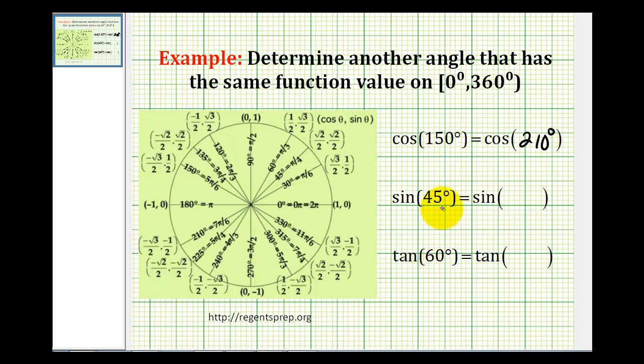Next we have the sine of 45 degrees, which would be equal to the y-coordinate on the unit circle. So sine 45 degrees is equal to square root 2 over 2. And now we're looking for another point on the unit circle where the y-coordinate is square root 2 over 2. Well, y is positive in both the first and second quadrants, so this point here also has a y-coordinate of square root 2 over 2. Therefore, the sine of 45 degrees is equal to the sine of 135 degrees.